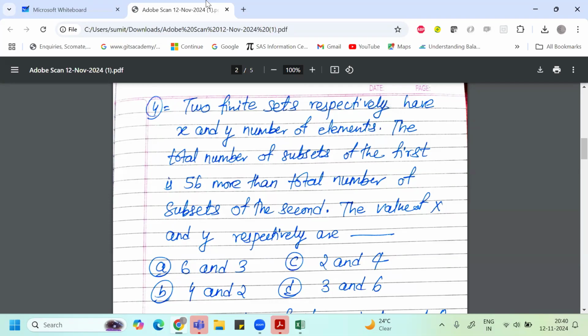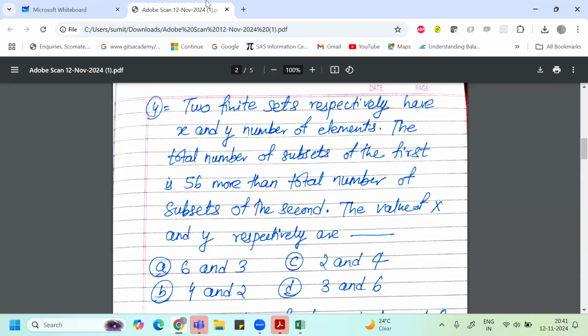Two finite sets respectively have x and y number of elements. The total number of subsets of the first is 56 more than the total number of subsets of the second. What are the values of x and y? Use the options, and don't try to solve it mathematically. Four options are there, and I use the formula of 2 to the power n. I see in which option you will get that. 2 to the power 6 minus 2 to the power 3. Just do that. Is it 56?